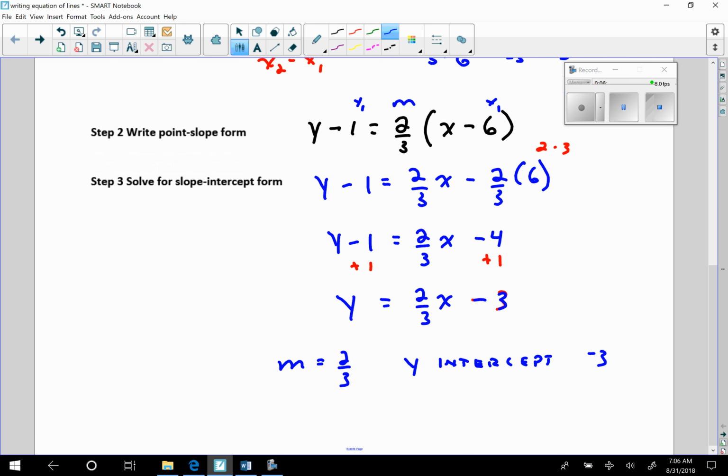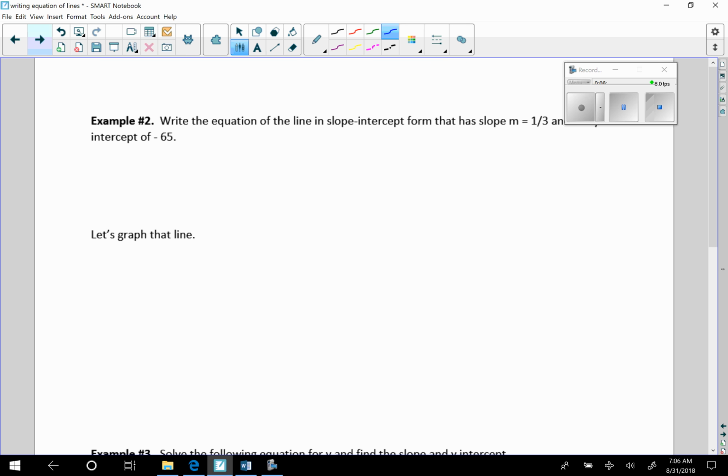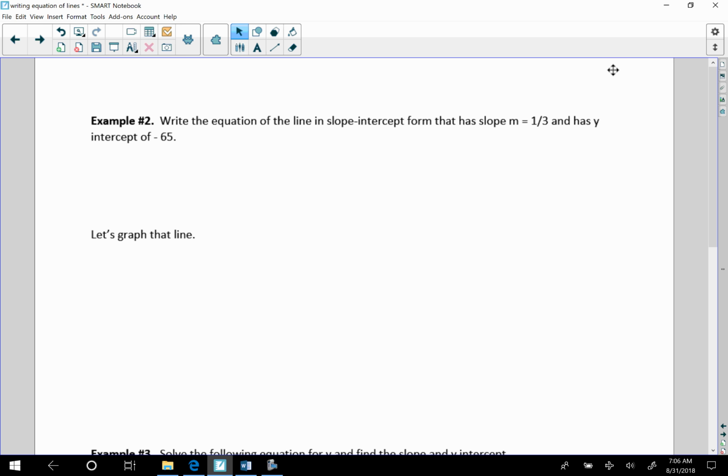Let's go to our next example. Write the equation of the line in slope-intercept form that has a slope of 1/3 and has a y-intercept of -65. This example is going to be very easy because I'm already given the slope and I'm already given the y-intercept. So I'm simply going to go right to the slope-intercept form and put those values in.